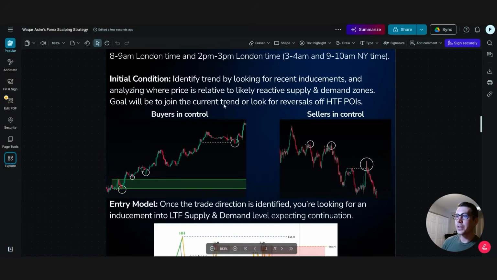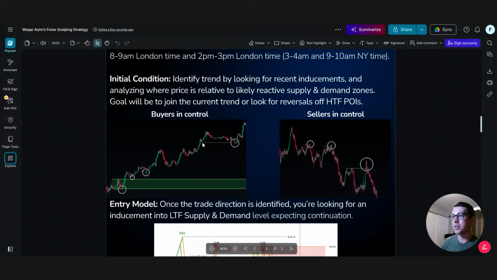So the first thing we're going to try to identify is, what is the recent trend? Are we coming into any high time frame supply and demand levels for potential reversals? So this is a good visual to show you guys how the inducements can show you who's in control. Obviously, you can just look at this chart and see it's trending to the upside. This is a pretty clear example. But these inducements really help you get another level of detail.